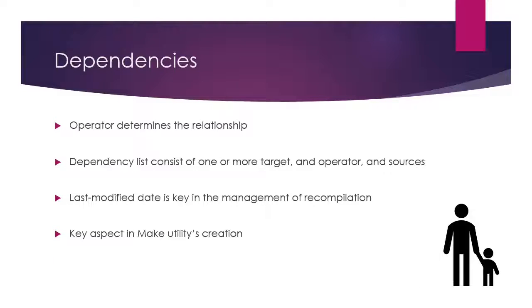In order for a target to compile properly, its dependencies must also be updated. There is a relationship created between targets and dependencies that is determined by the operator used to separate them. Dependency lines consist of one or more targets, an operator, and 0 or more sources. The last modified date is key in determining when a source code file needs to be recompiled.